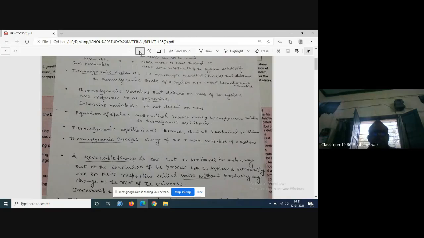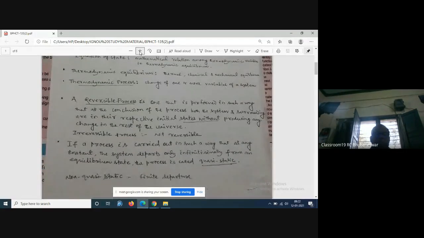We'll learn about the isothermal, adiabatic, isochoric, isobaric processes. We'll tell which variables are changing in these cases. Then, the reversible process.